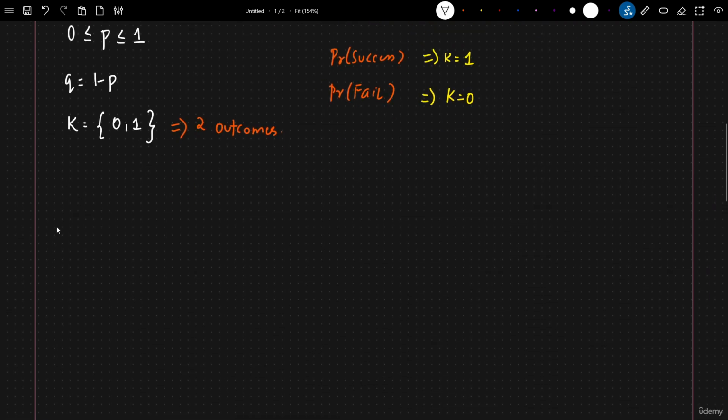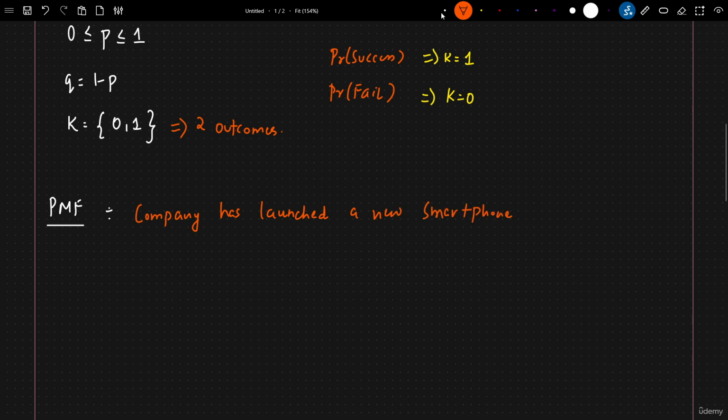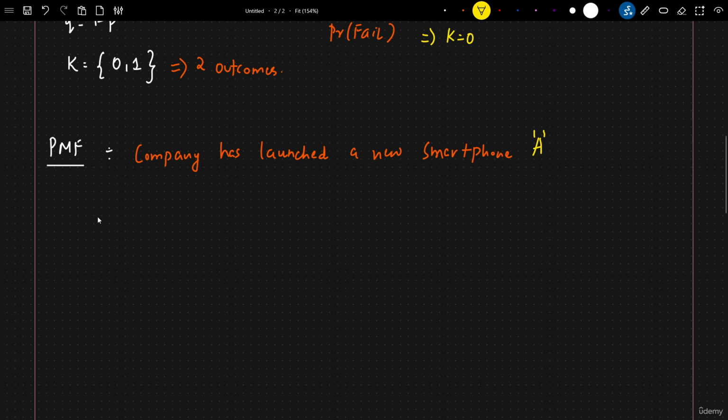Now we are just going to understand probability mass function. Let's consider an example. A company has launched a new smartphone. Let's consider this smartphone name is A. Now, let's consider that I'm providing a review for this phone A. Let's say that I will just mention that I am satisfied, or I'll just use two terms.